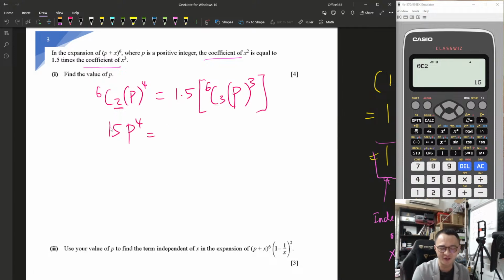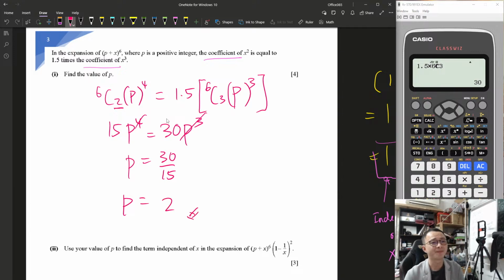I can use the 1.5 multiply 6c3, so I can save myself some time, which is 30, p power of 3. So by solving this one, I can easily get my p value. So simplify, p equals to 30 over 15, p equals to 2. 4 marks.